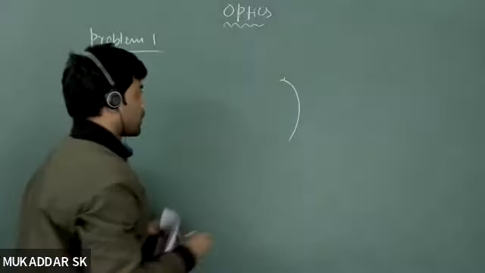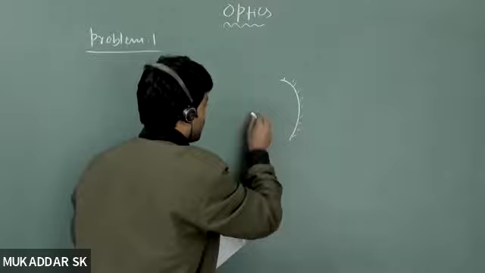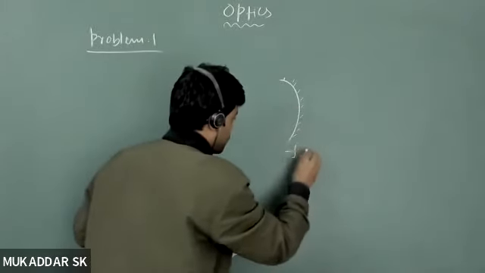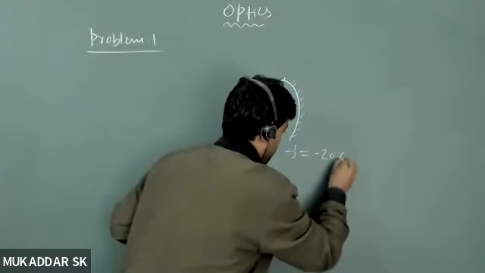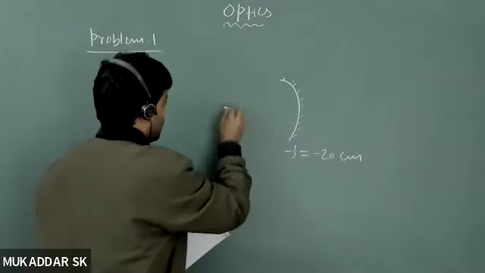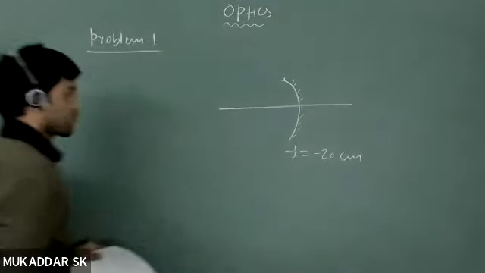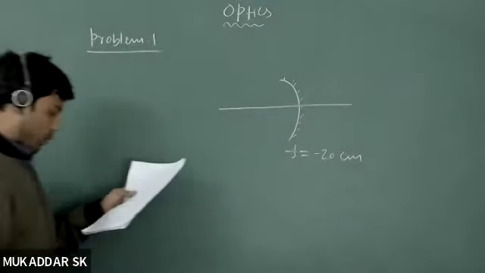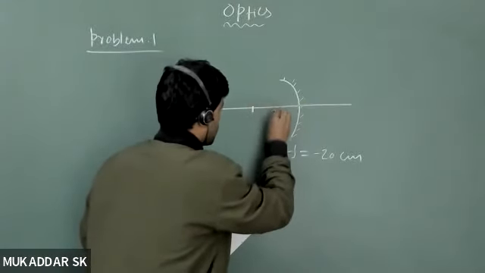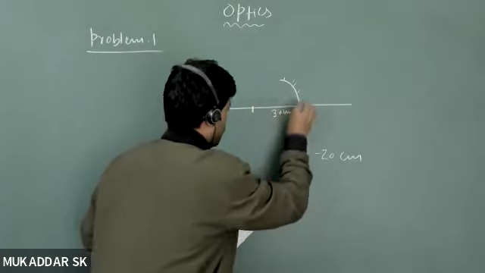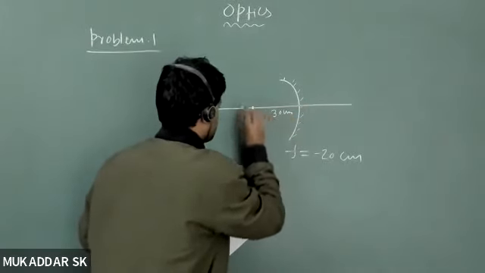Okay, you have a concave mirror, and the focal length of this mirror is given, that is minus 20 centimeter. Suppose this is the principal axis. Now a point object is kept at a distance of 30 centimeter from pole.